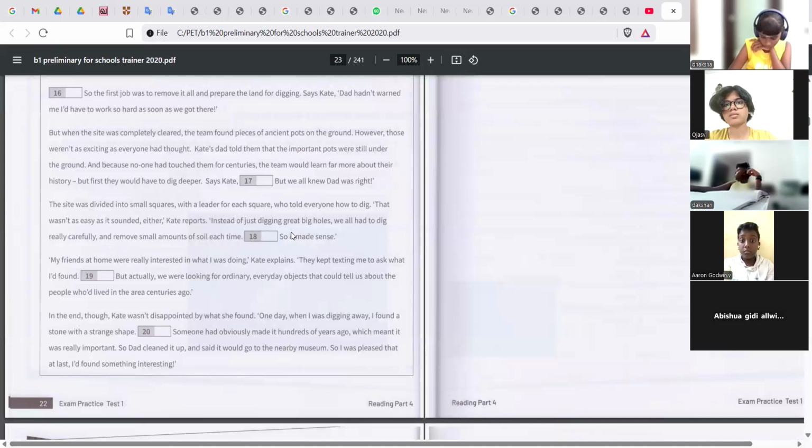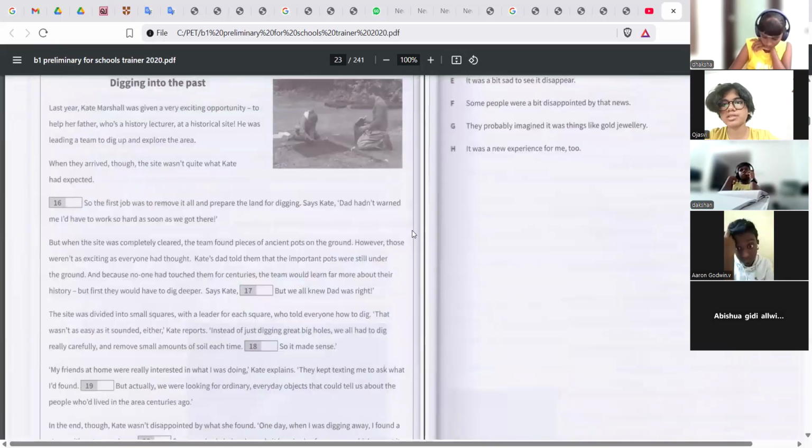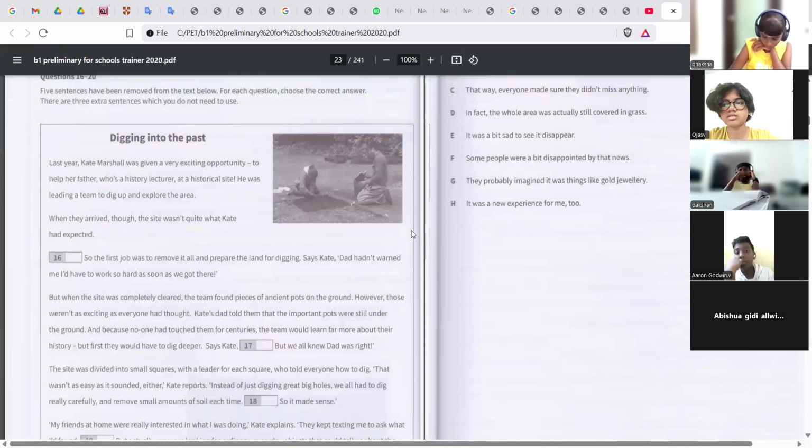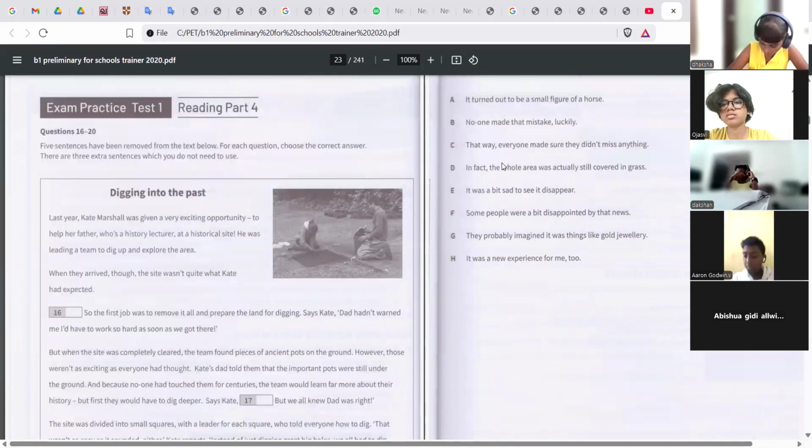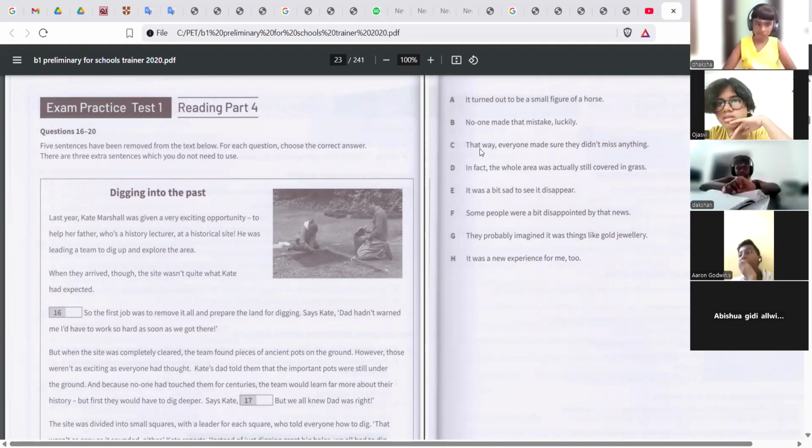What made sense, Ojashvi? So, like, separating it into small squares made sense. Digging small squares and assigning a leader for each hole really made sense because you don't miss anything, right? That way, everyone made sure that... which way, Ojasvi? Which way? 17th, C; 18th, C. Which way? What is the way they are talking about? Can you repeat it?